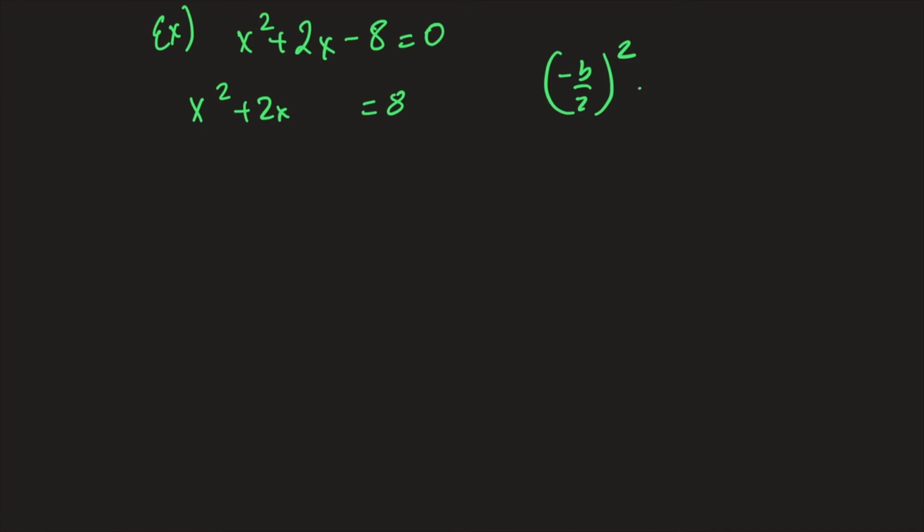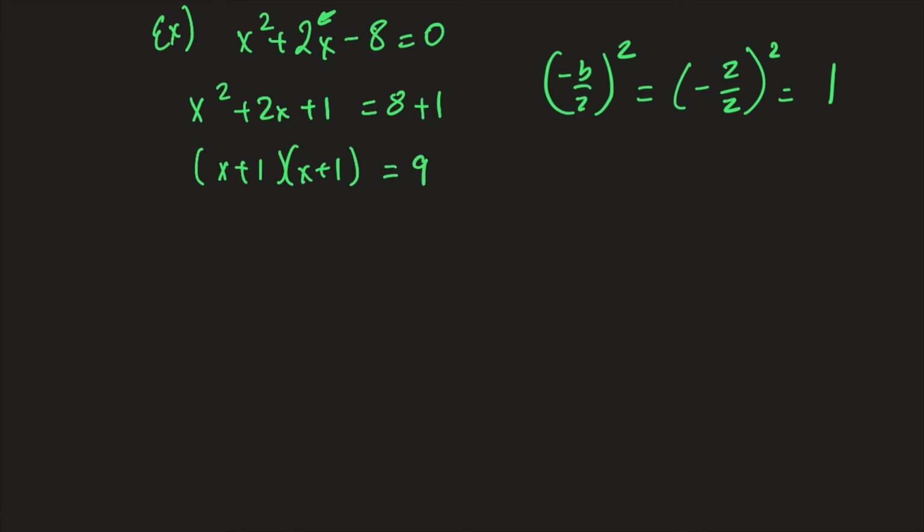In this case, we have negative 2 over 2, b is 2, that's my b, the number that stands in front of x, squared, which is negative 1 squared, which is just 1. So I'm going to add 1 to both sides. Notice that now it factors to x plus 1 and x plus 1, and the right side is 9. x plus 1 times x plus 1 can be written as x plus 1 squared, which is equal to 9.